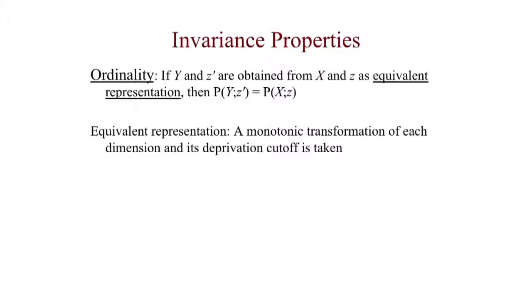So this particular property is new. It was not there when we were doing the unidimensional measurement. It's called ordinality. This is a property that Sabina and James introduced in a paper, which is also available in the book, the copy that has been circulated. The main idea is that if an achievement matrix and the corresponding deprivation cutoff are obtained from another achievement matrix and deprivation cutoff as an equivalent representation, then poverty should not change.